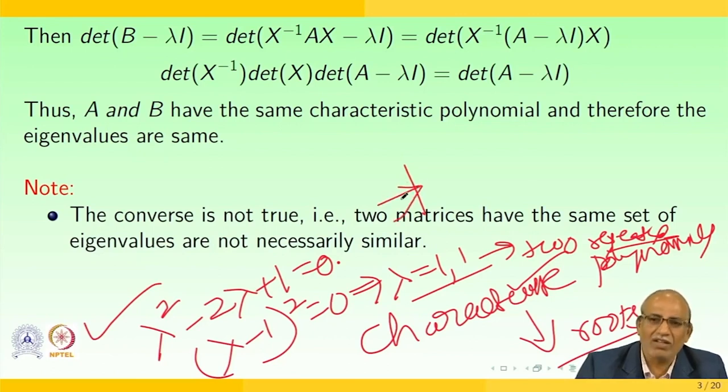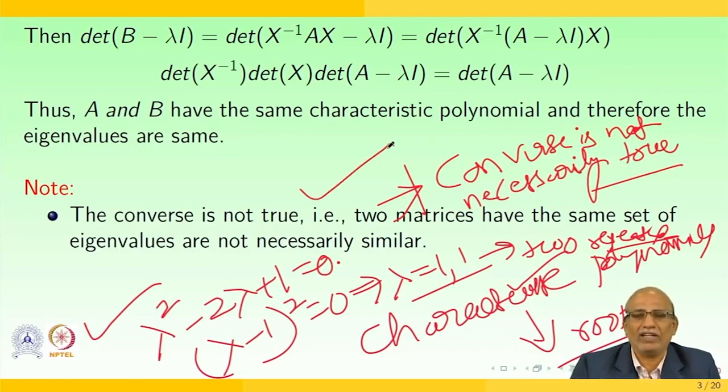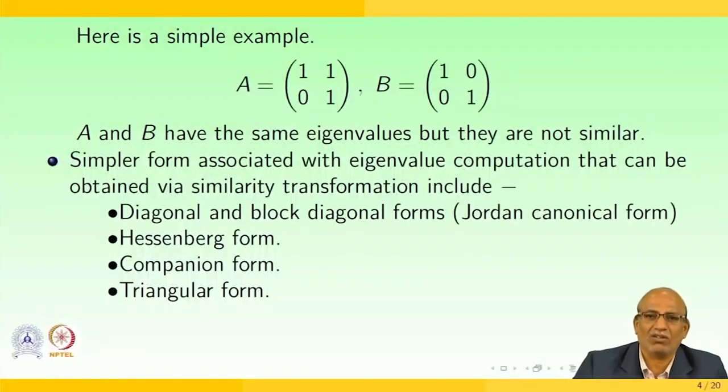Now when you have two repeated roots, despite the eigenvalues being the same, you may not get that matrices A and B are similar matrices. That is what the converse is, not necessarily true. That means two matrices A and B are similar matrices, they necessarily have the same eigenvalues. But the converse, that having the same eigenvalues doesn't mean that they become similar matrices. This is one very interesting idea.